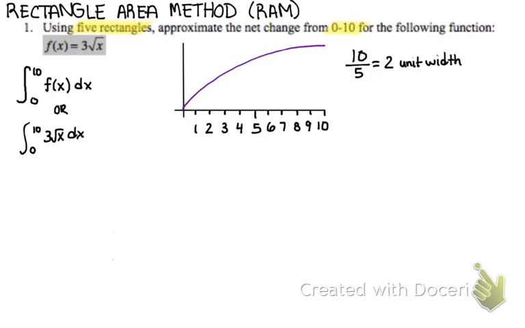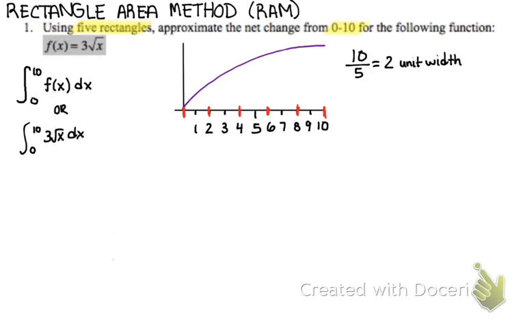Then what I do is I go to my graph and I kind of block off where my rectangles are going to fall. So my first rectangle will go from 0 up to 2. My second rectangle, 2 to 4, 4 to 6, 6 to 8, and 8 to 10. And if I just check very quickly, 1, 2, 3, 4, 5 gaps will give me 5 rectangles.